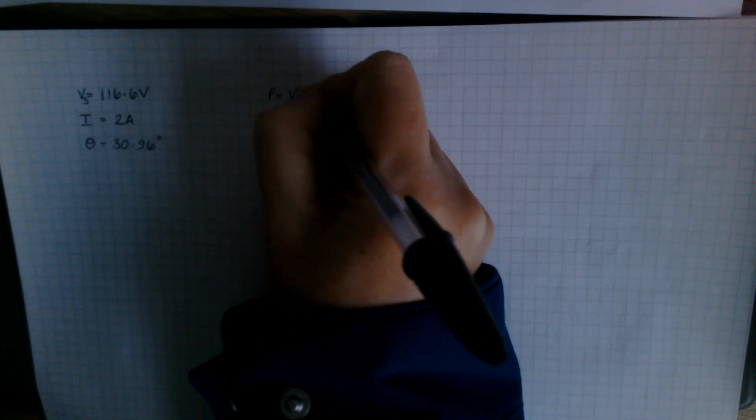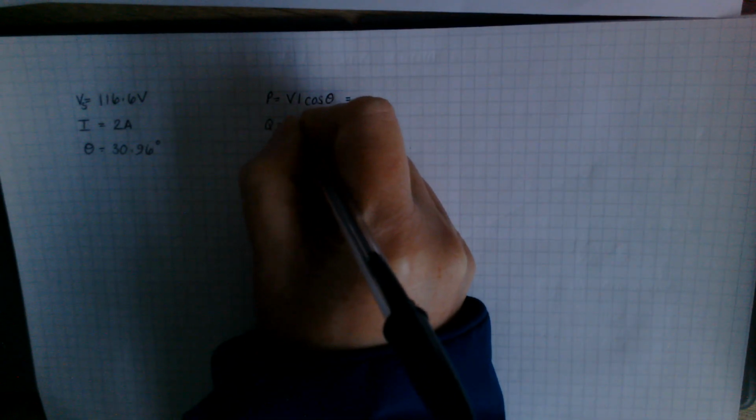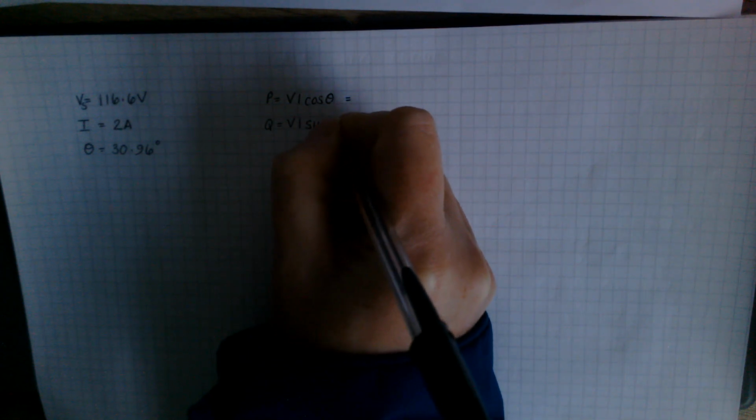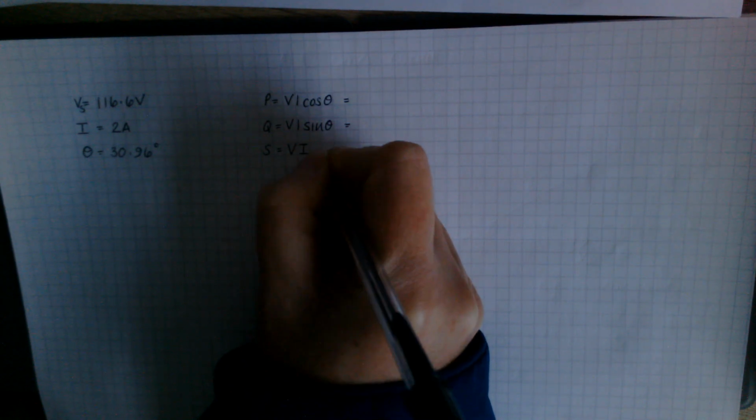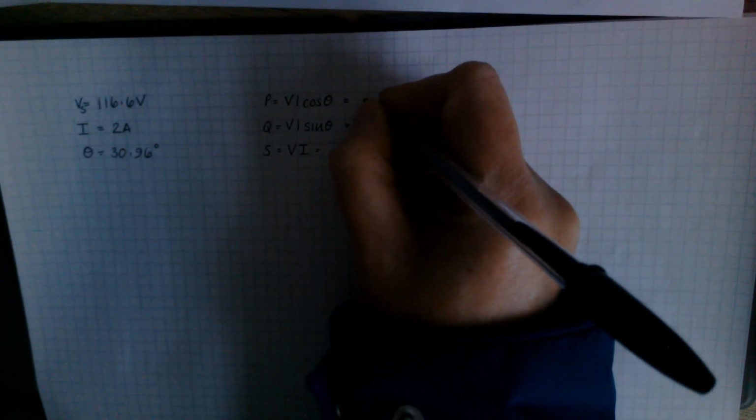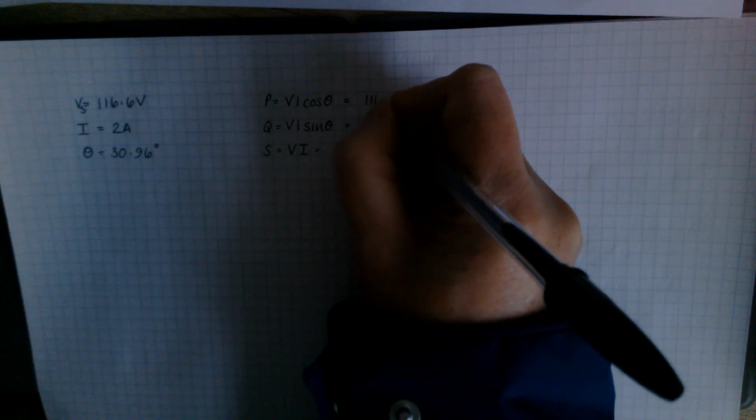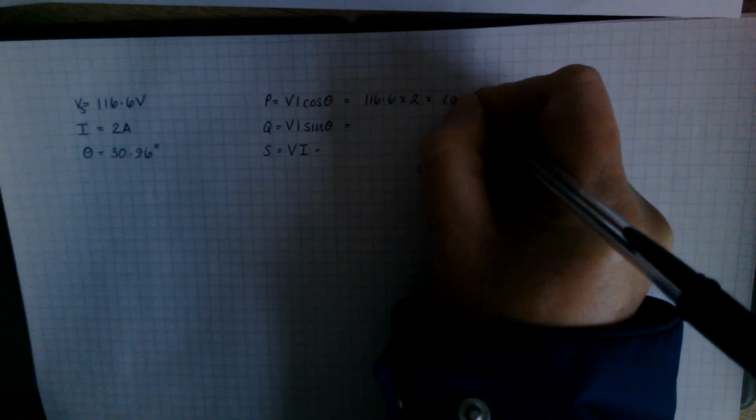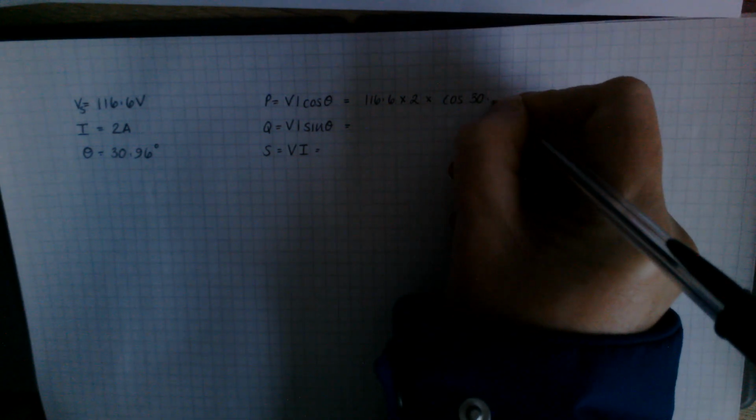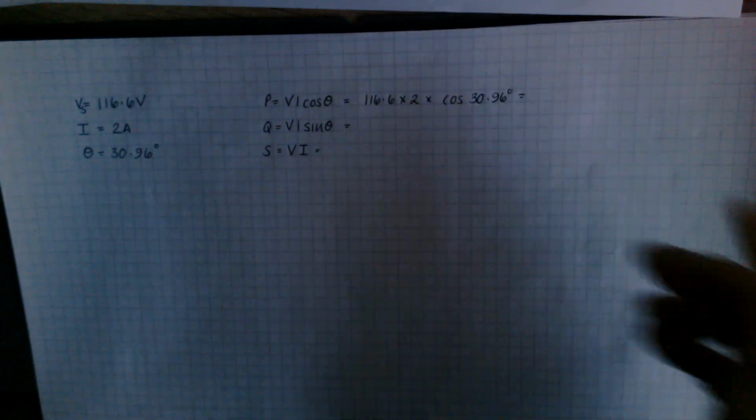Next thing you're going to do is write down your 3 power formulas. So true power, P equals VI cos of the angle. Then you've got your reactive power, Q, VI sine of the angle. And your apparent power, S, just V times I. So starting with true power, P equals VI cos of the angle. So it's 116.6 times 2 times cos of 30.96 degrees. That's the first one.